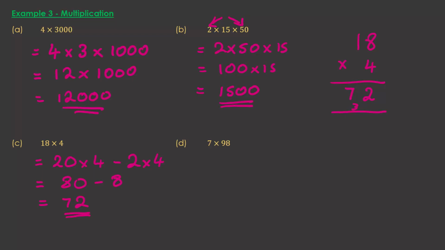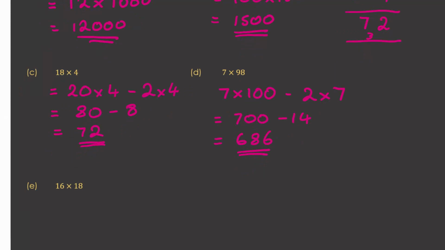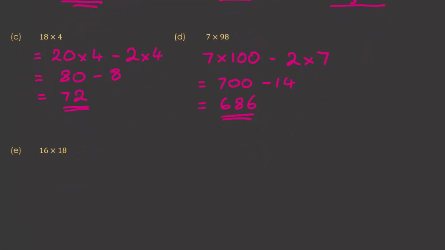Part D is very similar. We could say 7 times 100, but then I've got too many lots of 7. So take away 2 times 7. That's going to give me 700. Take away 14, which is 686.